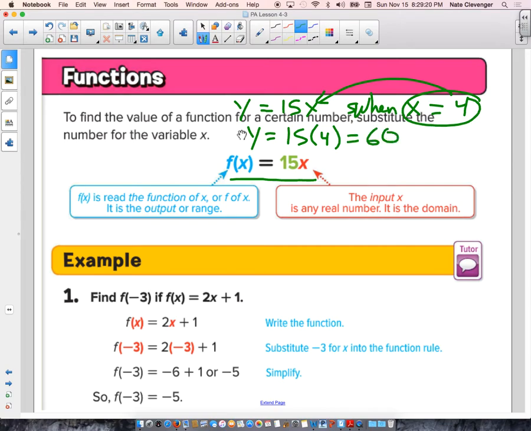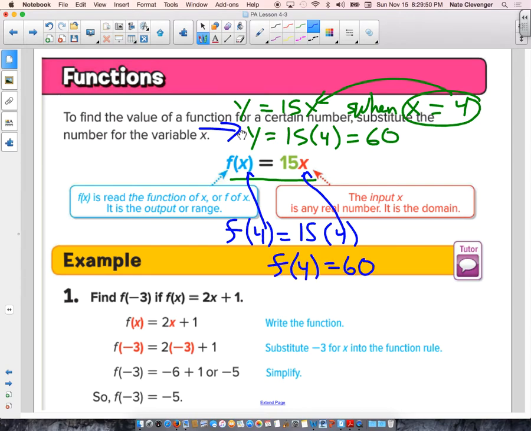Okay, so this notation is just shortening that up. And so what it looks like is this. If I were to put it in this kind of notation, it would be f of 4 equals 15 times 4. So I replace the x with the 4 here. And so I can show then f of 4 is equal to 60. That's it. That's all it boils down to.